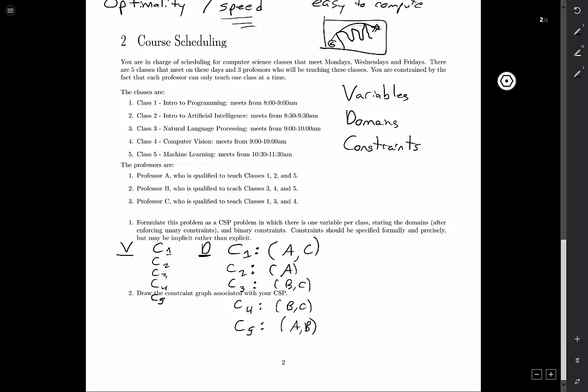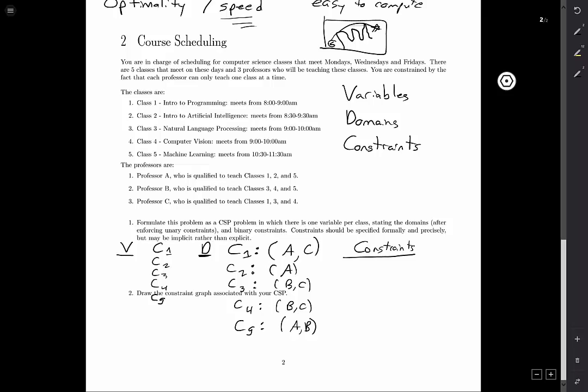So now, what are our constraints? We already took care of the unary constraints, which are the domains. A different approach would have been, I could have had each class be A, B, and C, for all of them, all the professors can teach them, and then added constraints that only involved one professor. But in general, what we do to simplify things is that the domain is only the values that the variables can take on.